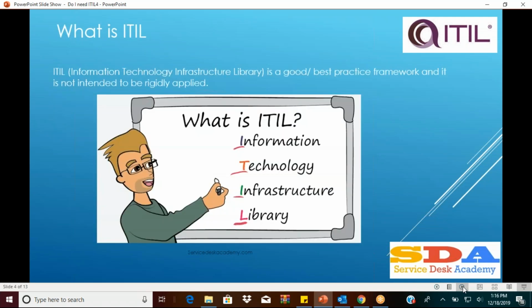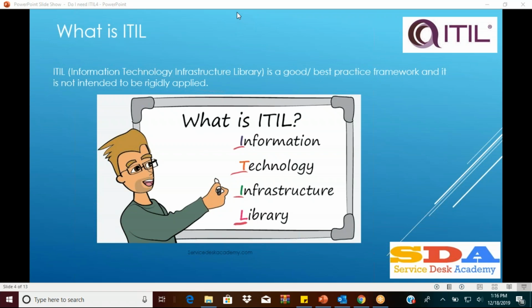Okay, firstly, what is ITIL? ITIL is a best practice framework, and we all know that, right? ITIL is a best practice framework for what? It's a best practice framework for IT service management. Okay, so first let's try to understand what is best practice.